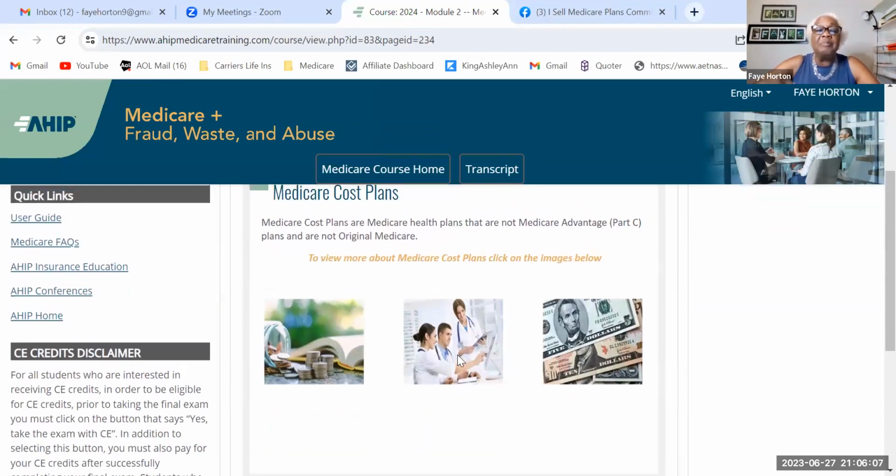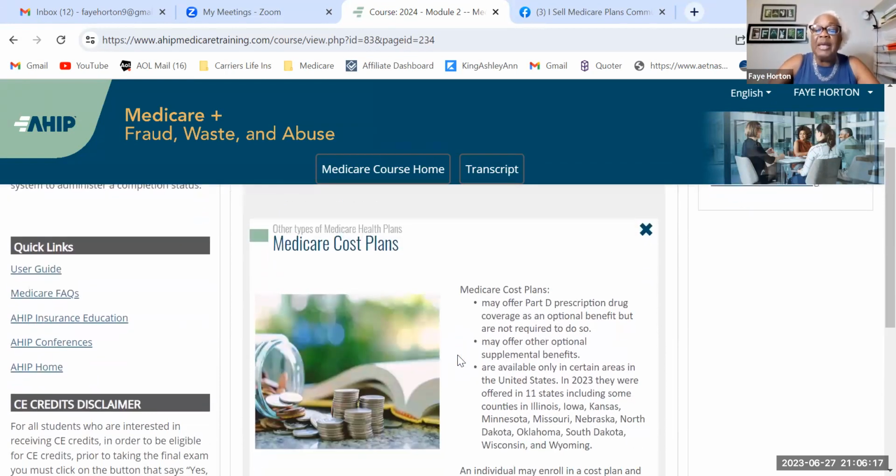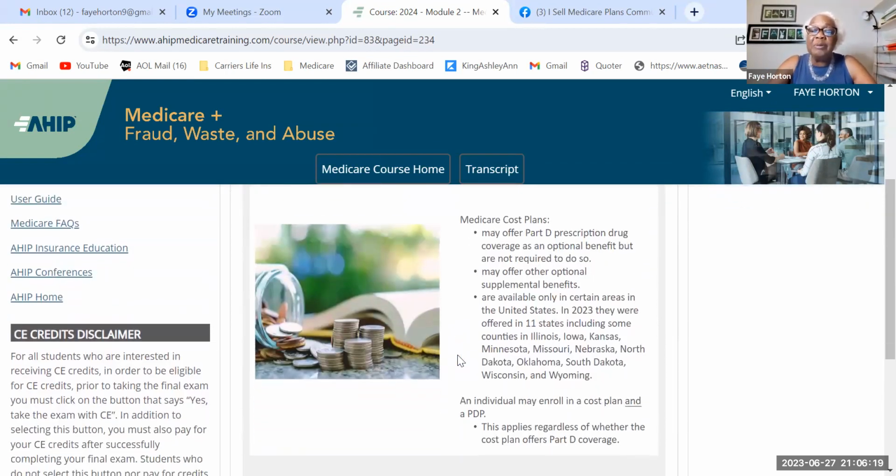Medicare cost plans. Medicare cost plans are Medicare health plans that are not Medicare Advantage plans and are not original Medicare. Medicare cost plans may offer Part D prescription drug coverage as an optional benefit, but are not required to do so. Medicare cost plans may offer optional supplemental benefits. Medicare cost plans are available only in certain areas of the United States.